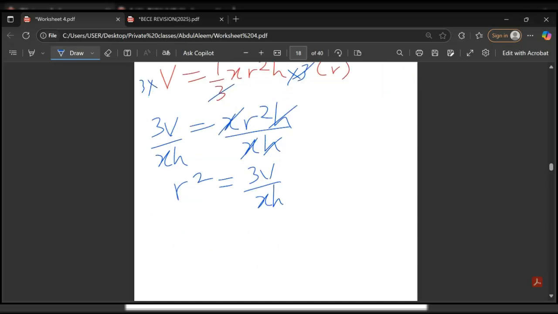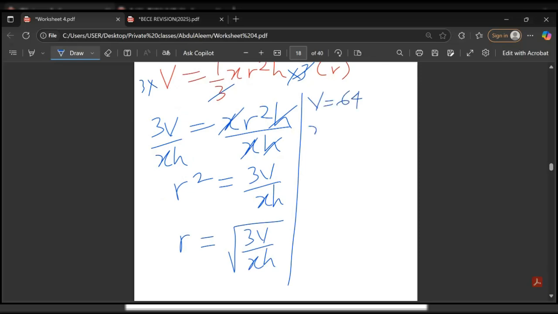Good. But it is not r squared we are asked to find. We are asked to find r, to make r the subject of formula. In that case, we take the square root of both sides. That will be r equals the square root of 3V over pi h. All right, so that is the first question. Then it asks you to find the value of r when V is 64, pi is 3, then h is 16.